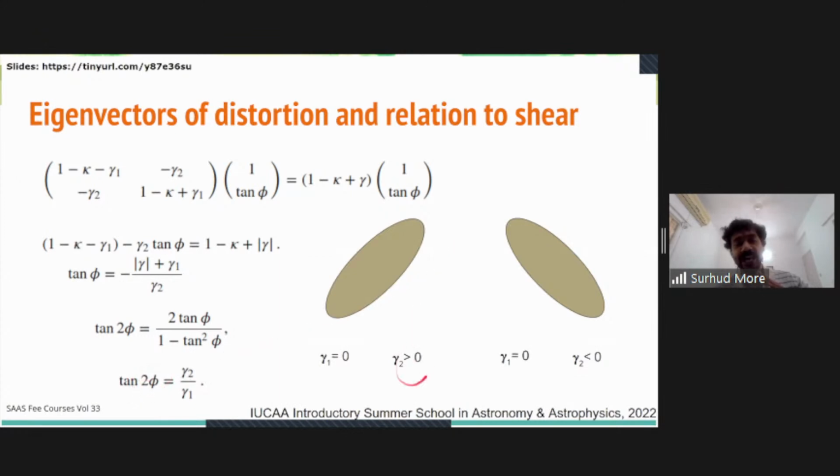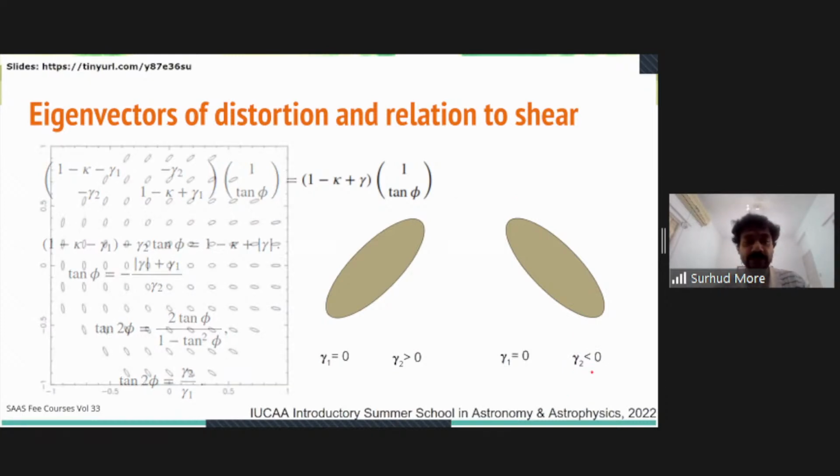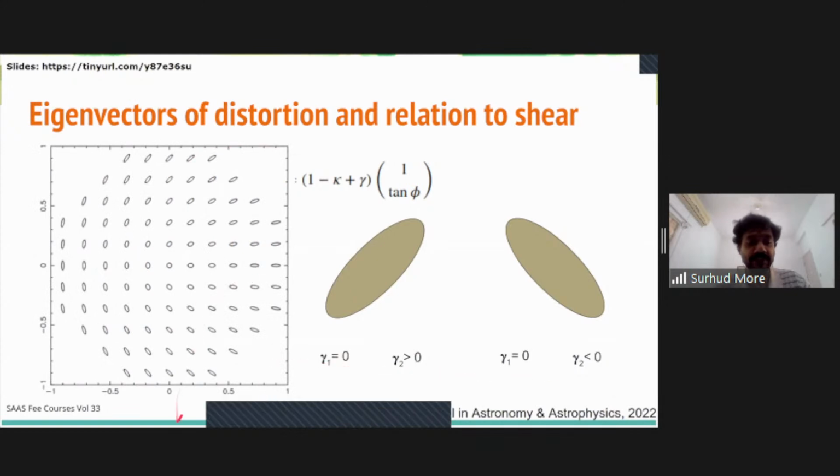Okay? Because tan will become infinity, right? And that's when 2 phi is equal to pi by 2. And so phi should be pi by 4 in that case. Right? So you see gamma 2 greater than 0 and gamma 1 equal to 0 means that it should be oriented at 45 degrees, while gamma 2 less than 0 and gamma 1 equal to 0, it should be oriented at minus 45 degrees. So this is shown here, what are the different components, gamma 1, gamma 2, and you can study these kind of figures in order to understand what the different orientations of the ellipses are in these different cases.